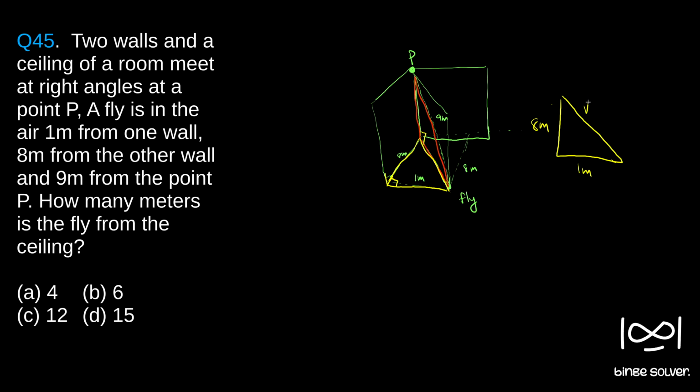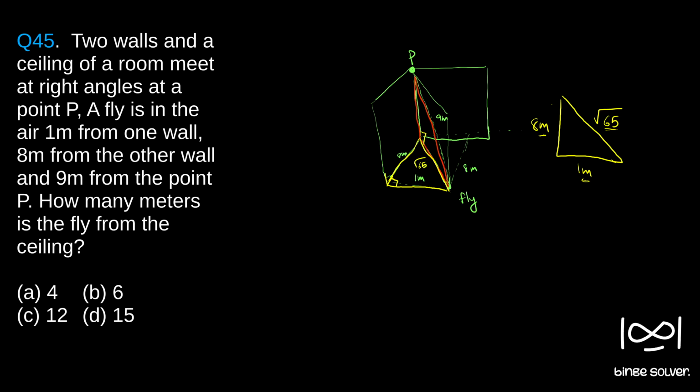This is root of 8 square plus 1 square. Instead of root, we will just use the square term itself, since when we apply Pythagoras theorem in the red triangle, we need the square only, so we don't worry about that. This side, root of 8 square 64 plus 1, root of 65, so we don't worry about the value. We get this is root of 65.